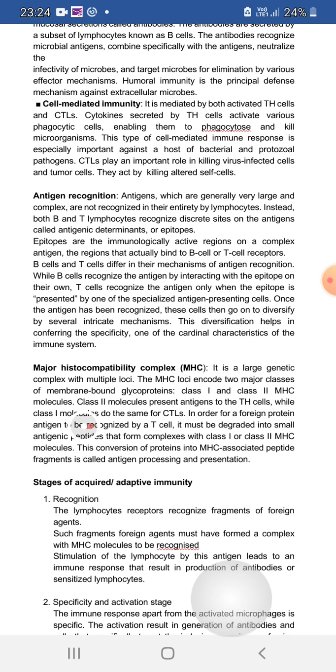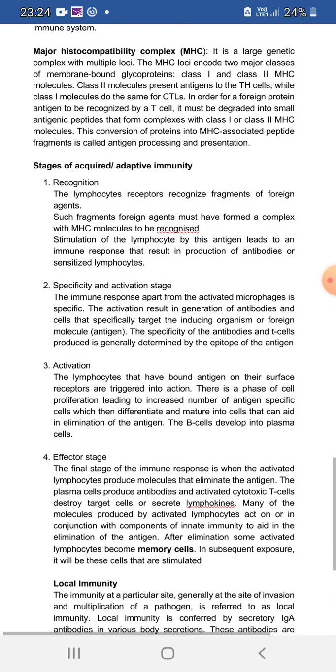So remember, class 2 MHC molecules present antigens to T helper cells. We learn about T cells, but as I've said, make an effort to know these things as we mention them. Class 1 MHC molecules do the same to cytotoxic T cells. So that is what we call antigen recognition. Antigen will never be recognized until it is broken down and carried by class 1 MHC or class 2 MHC. Don't forget that. Then let's look at stages of acquired immunity.